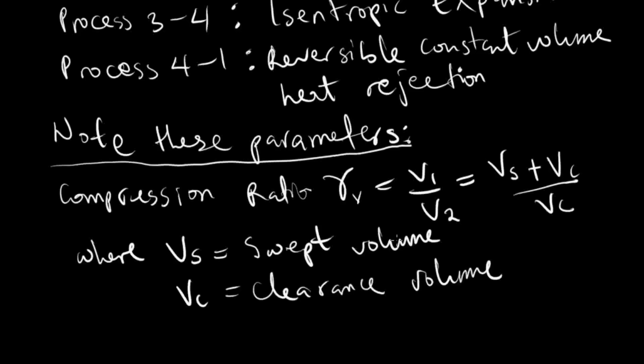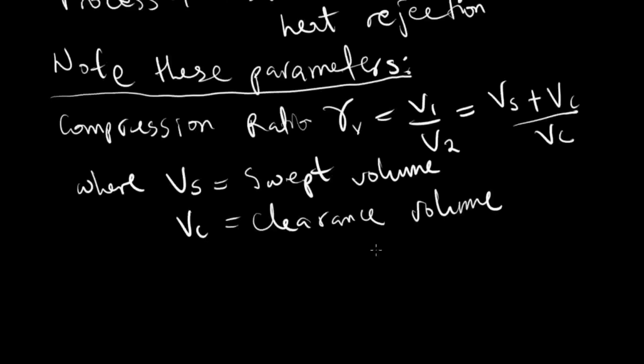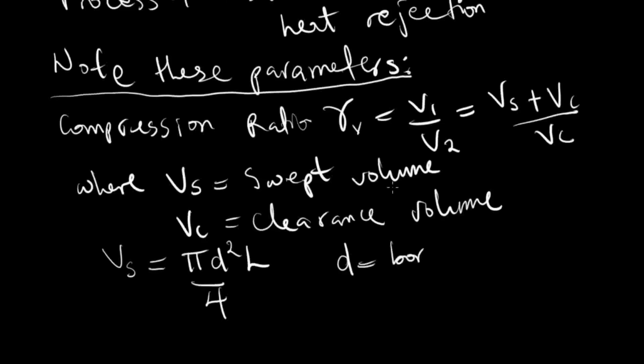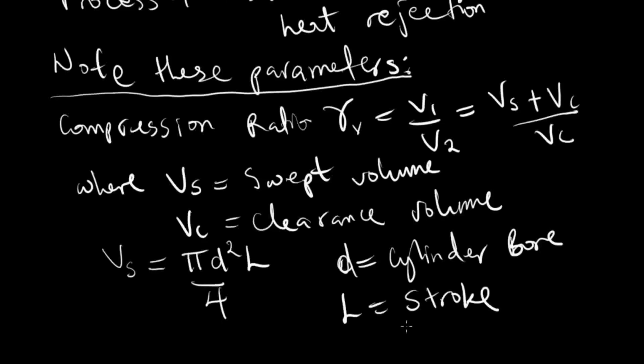Okay, now Vs also, on the other hand, is given by pi d squared L over 4, where d is the cylinder bore, and L is the stroke.